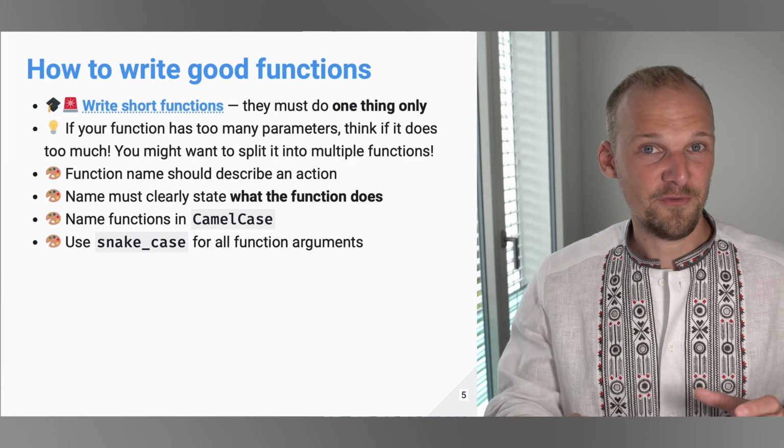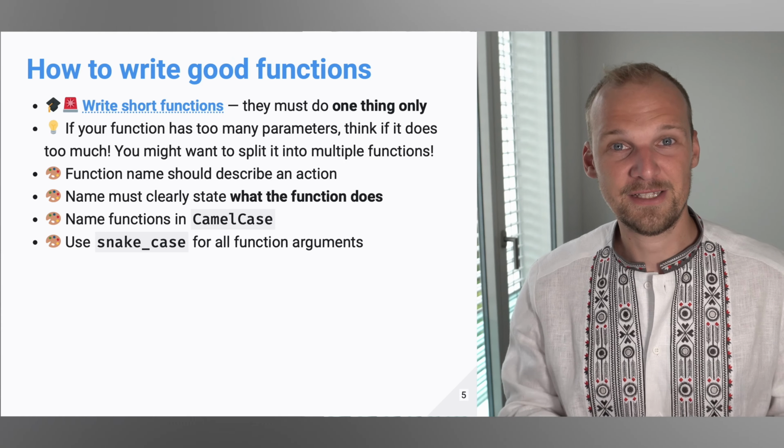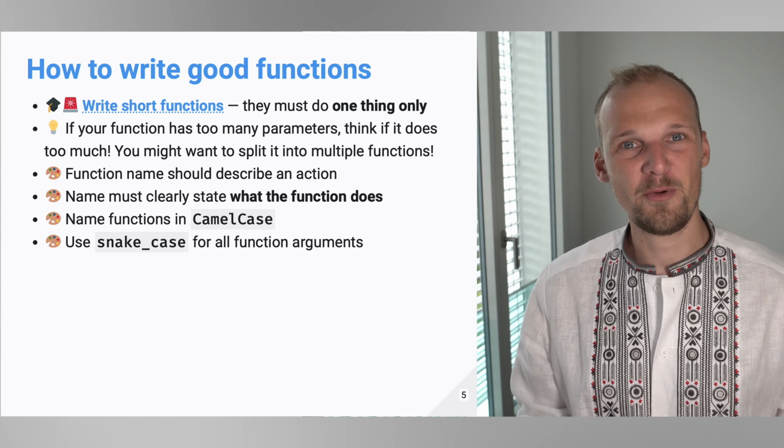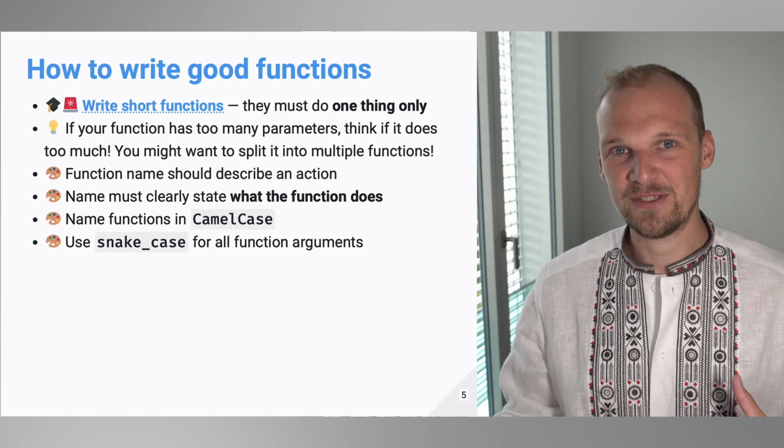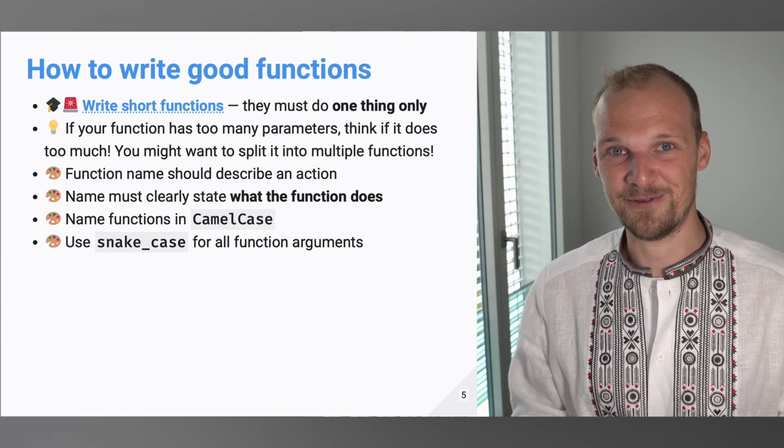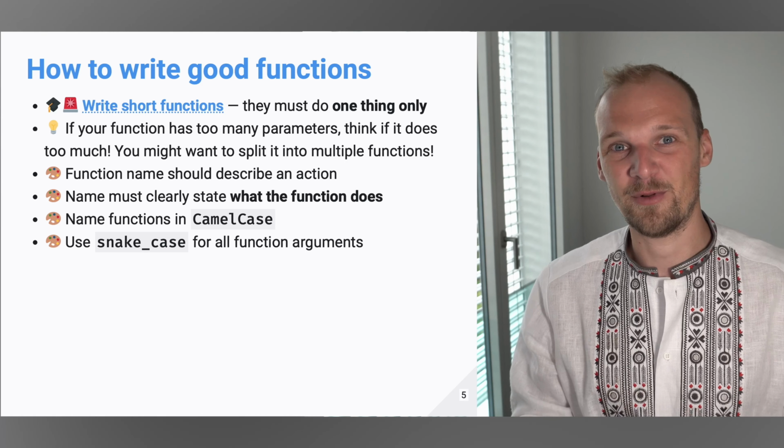And whenever you want to put an "and" into your phrase, that means that your function is doing a bit too much, and you should probably split it into multiple ones. The same goes for if your function takes too many parameters. It's also a very good sign that your function is probably trying to be a bit too optimistic about what it can do, and you should probably split it into a couple of ones.